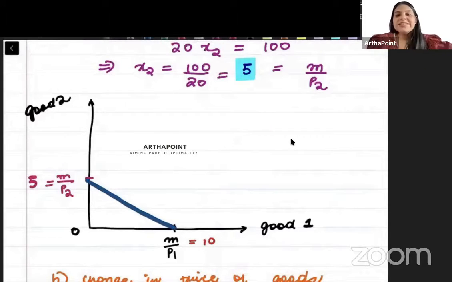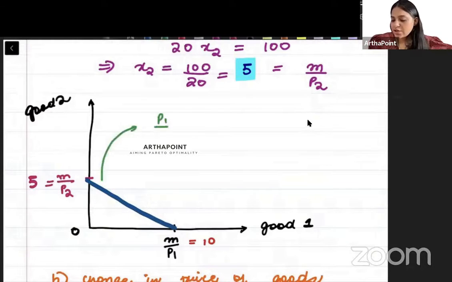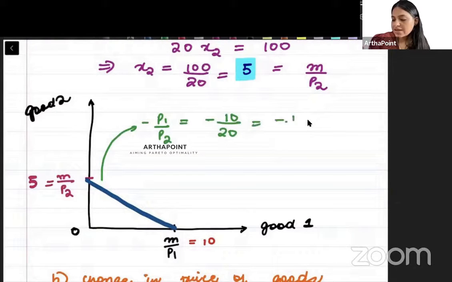ठीक है? अच्छा, can you tell me what will be the slope of this budget line? इसका slope क्या रहेगा? Very simple, ma'am. The slope of this budget line will be minus P1 by P2, minus 10 by 20, minus half. ये हो गया slope of budget line.